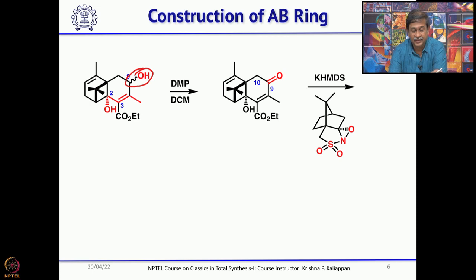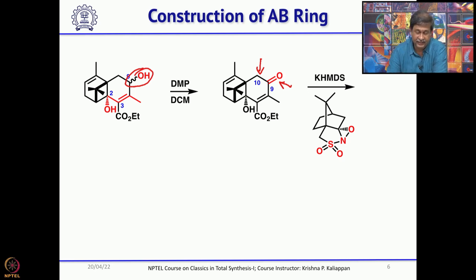Next, you have to hydroxylate. If you look at Taxol, this is carbon number 9 and this is carbon number 10. In carbon number 10, you have an acetate. That means you should have a good method to introduce the acetate, or you should have a good method to introduce at least the hydroxyl group.